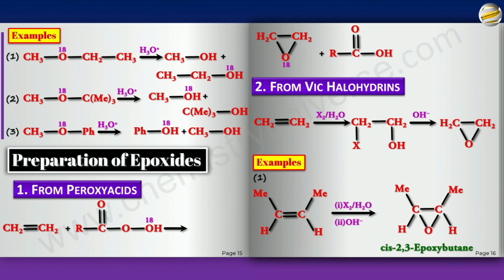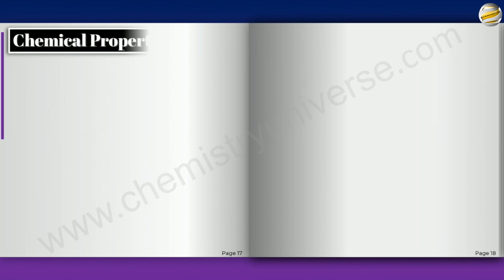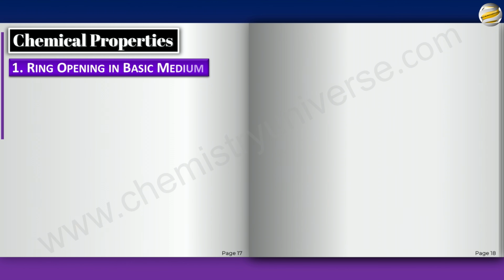Now let's quickly look at the chemical properties of ethers. Now, there is a ring opening in basic medium. This is unique for epoxides. Only epoxides can open up the ring in basic medium. So what happens is the epoxide reacts with some kind of a nucleophile and then you add water.